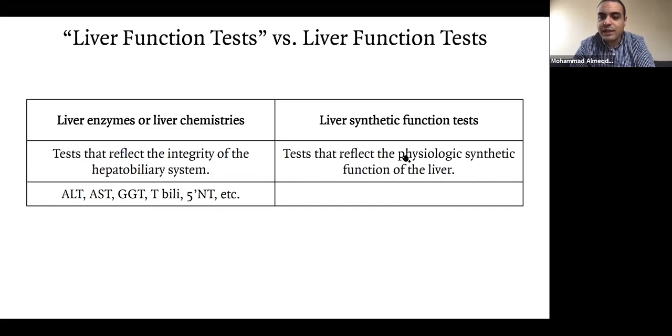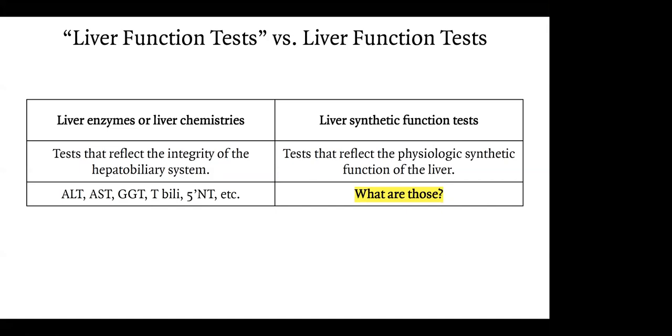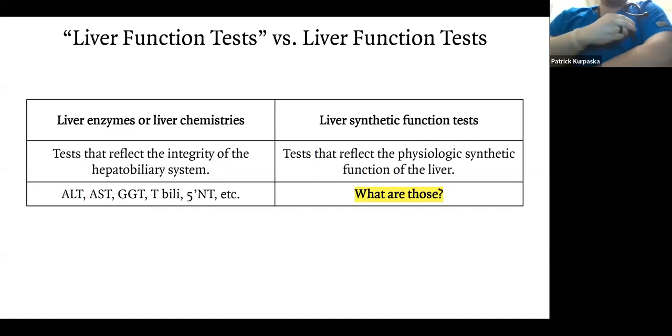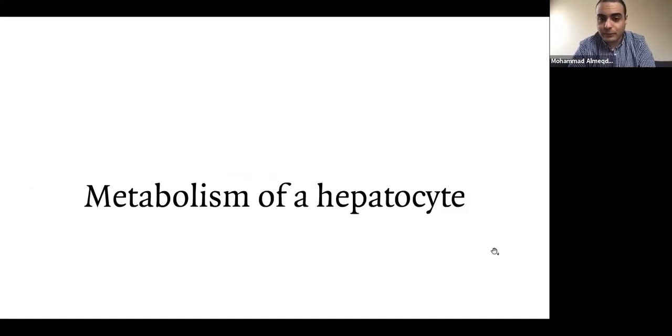And then there's the liver synthetic function and other functions. These reflect the physiologic hepatocyte function, right? So what are the liver synthetic, the true function tests? Albumin. Okay, what else? INR. Clotting factors. Okay, cool. So albumin, prothrombin time, and bilirubin also, okay?